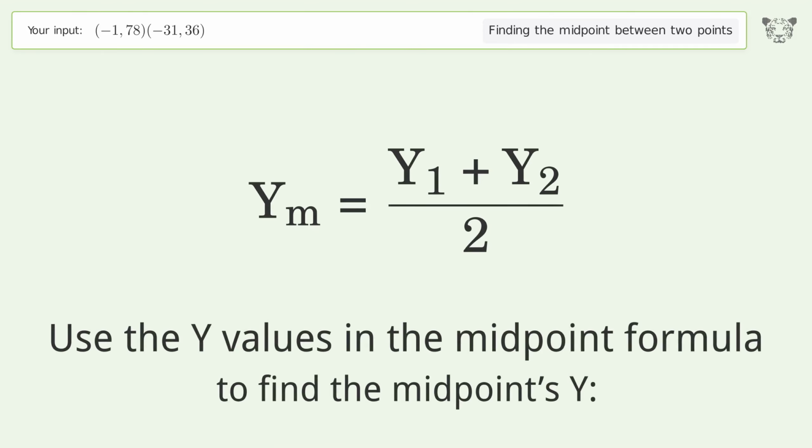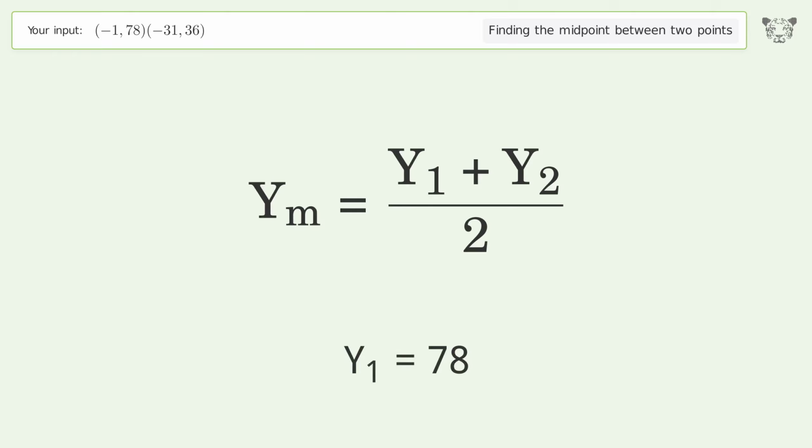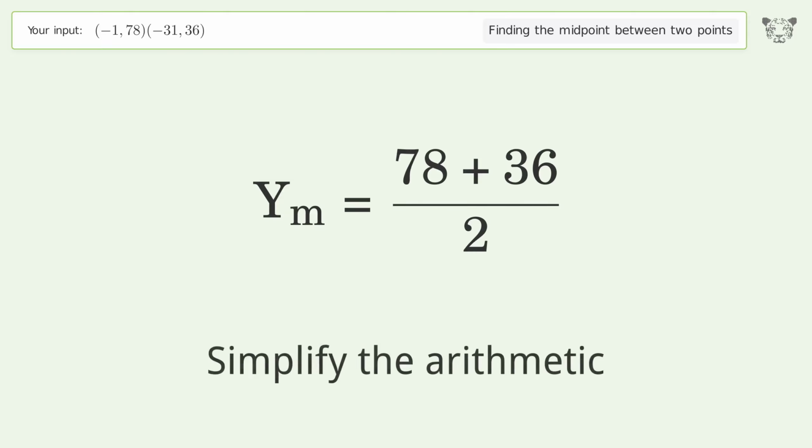Use the y values in the midpoint formula to find the midpoint's y. y1 equals 78. y2 equals 36. Simplify the arithmetic.